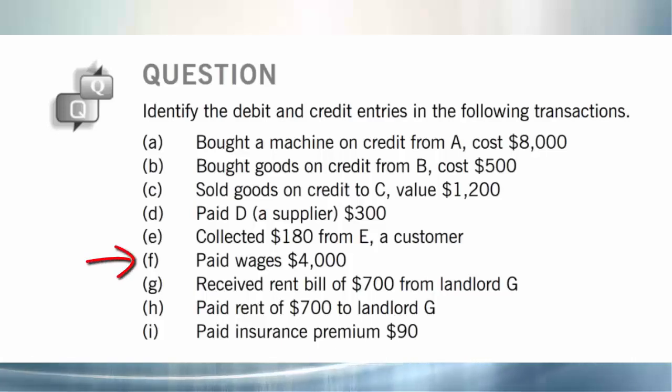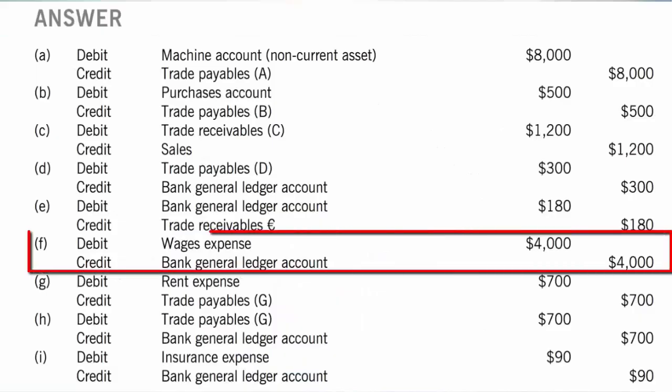Transaction F. Paid wages of $4,000. Explanation. Wages are an expense which increases with a debit entry in the wages expense account. The payment reduces the cash balance. A decrease in assets, cash, is recorded with a credit entry in the bank general ledger account. Entry. Debit wages expense account for $4,000. Credit bank general ledger account for $4,000.